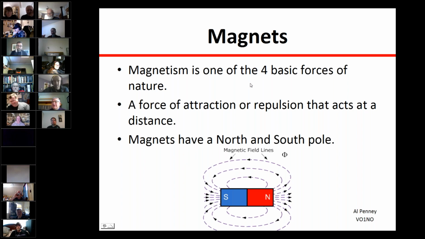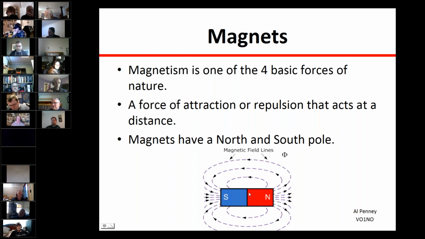Okay. Magnetism is one of the 4 basic forces in nature. Gravity is another one. The weak nuclear force is another, responsible for things like nuclear decay. And the strong nuclear force is what holds the nucleus together. So electromagnetism is one of those. It's a force of attraction or repulsion that acts at a distance, and magnets have north and south poles.